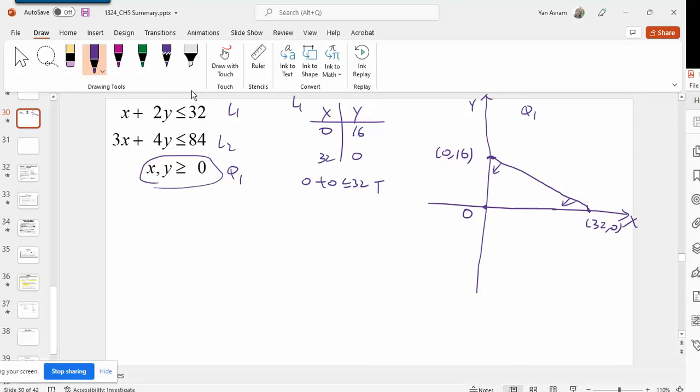That is for L1. For L2, similarly, we have x and y. When x is 0, we have 4y equal to 84, so y will be 21. When y is 0, I have 3x equal to 84, so x will be 28.